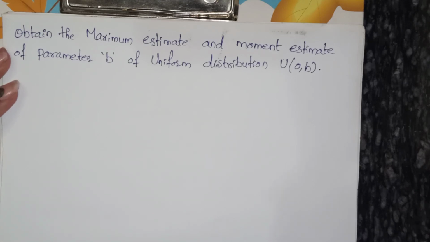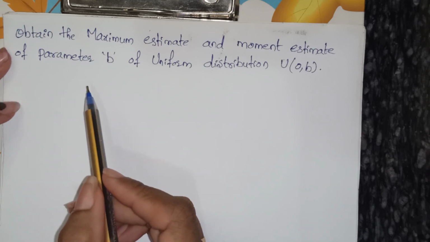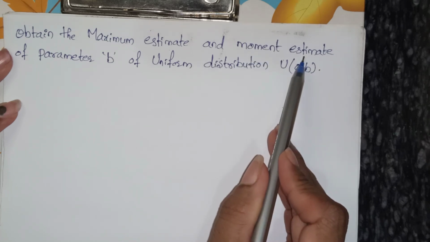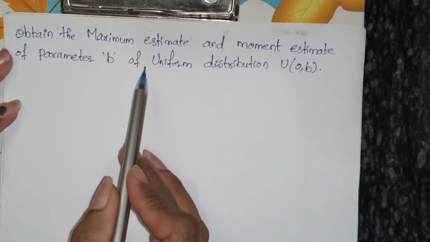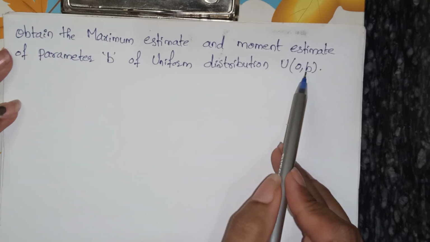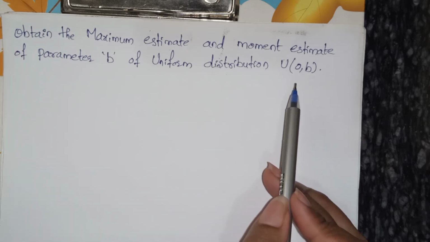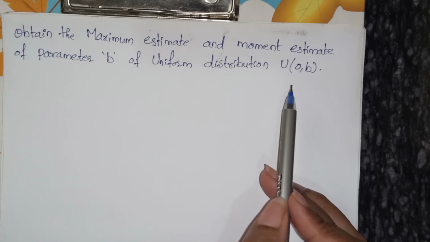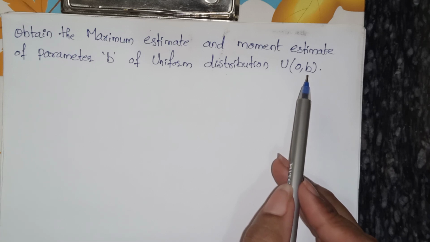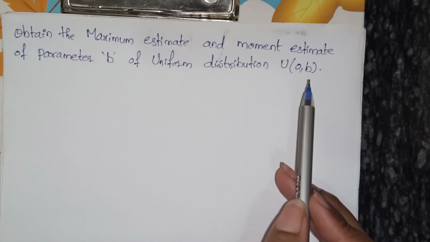So again I came with one more problem, or you can say it is a theorem, whatever it may be. Okay, let us discuss what it is. Obtain the maximum likelihood estimate and moment estimate of parameter B of uniform distribution. So what they are asking is, for a uniform distribution, we have to find this parameter B. Here they are not asking about the procedure. They are asking us to find the B value by using the maximum likelihood estimate and the moment estimate. So now let's see how to calculate.